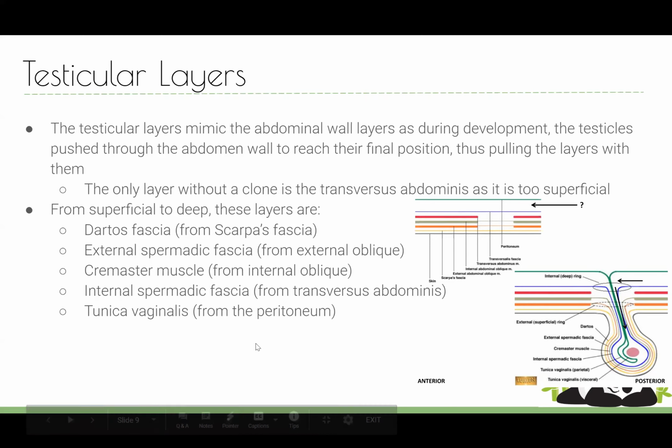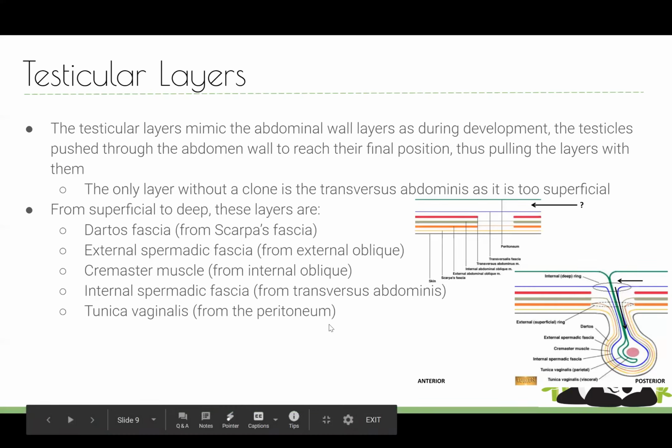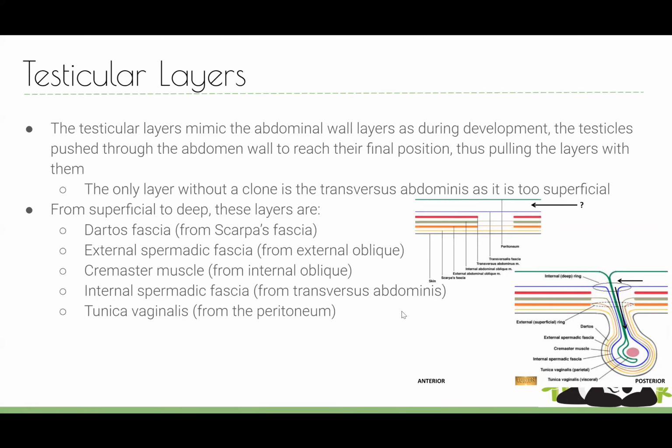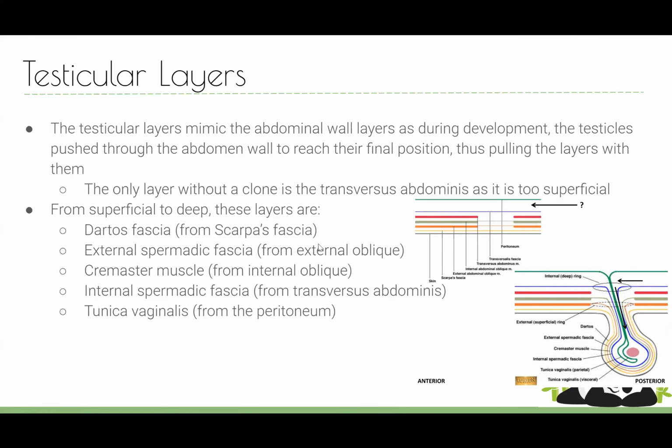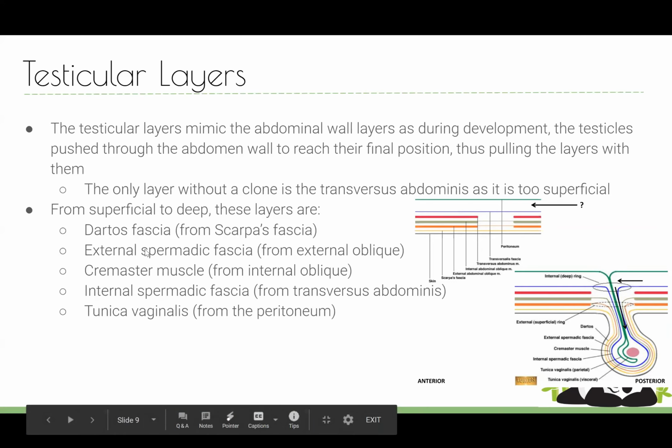These are then the kind of mimicking layers. So the dartos fascia is the Scarpa's fascia, external spermatic fascia is from the external oblique, cremaster muscle from the internal oblique, internal spermatic fascia is from the transversus abdominis, and then tunica vaginalis from the peritoneum. This is kind of useful, and I think it will come back again next semester when you look at the pelvis and things like that. They will just talk about it really quickly though, so it's useful to have a good idea of it to begin with. And it's also something they can assess, where they ask, what is the representative layer for the external oblique in the testes, for instance. So that's kind of what the point is there.